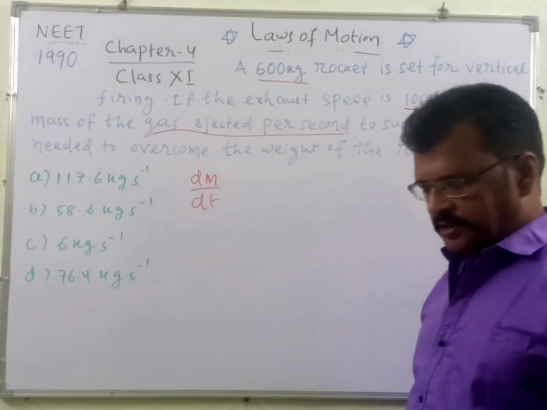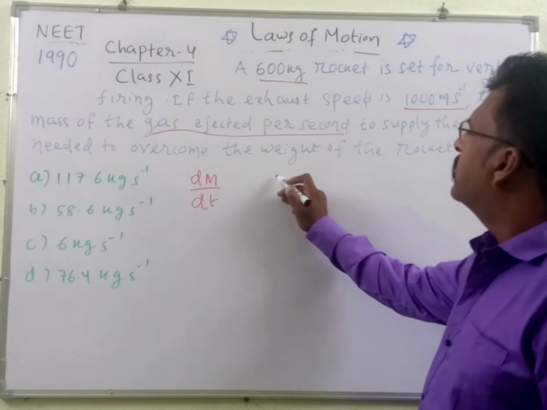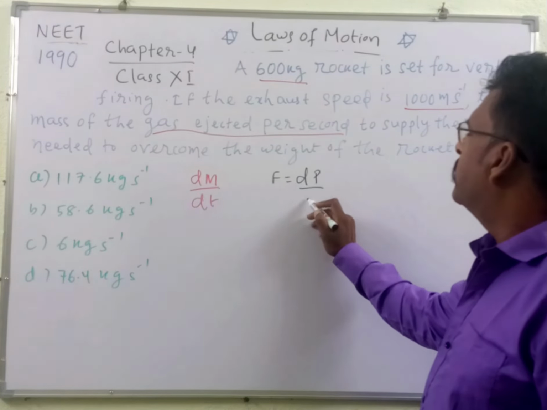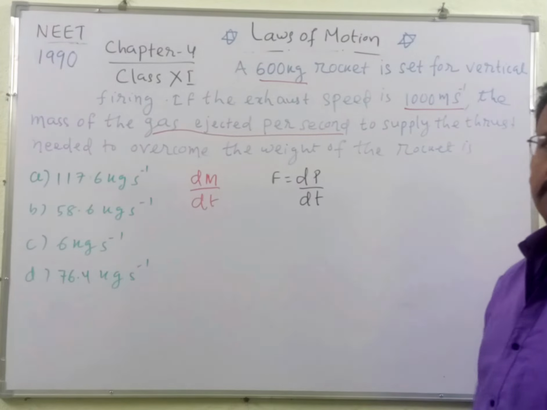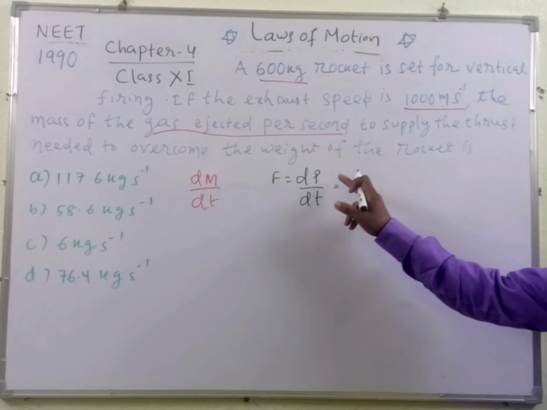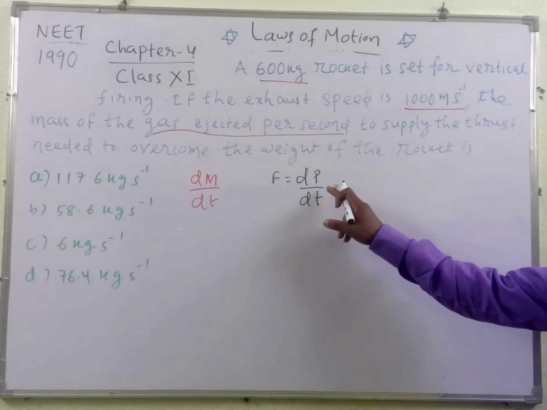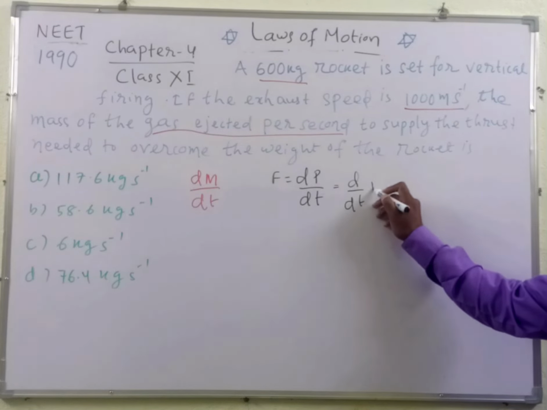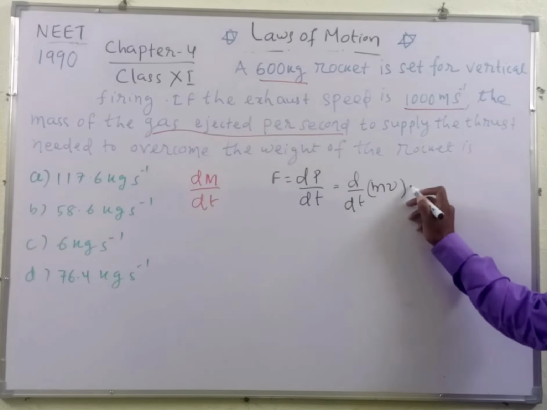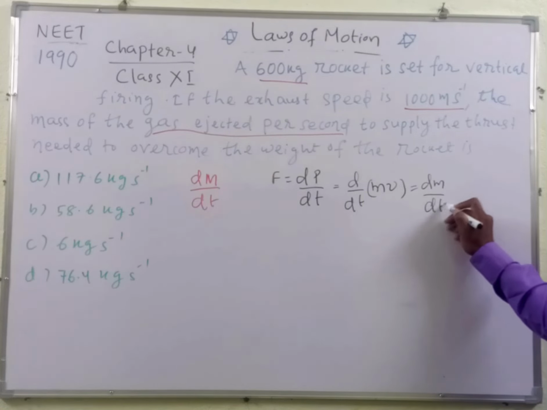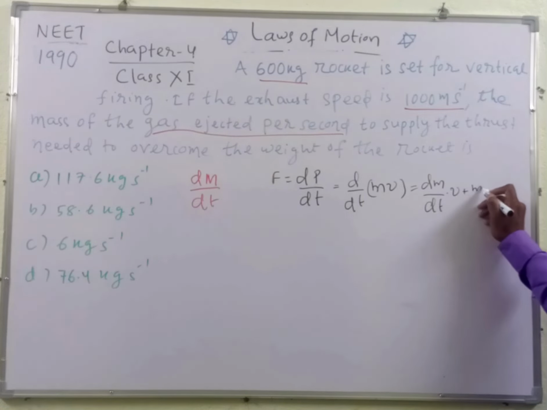Okay, student, and we know F, the force, is equal to the time derivative of momentum, or the rate of change of momentum is called force. And what is momentum? Momentum is the quantity of motion contained in a body, and mathematically this is mass times velocity, equal to mv. So this becomes, student, dm by dt into v, according to the chain rule, plus m dv by dt.